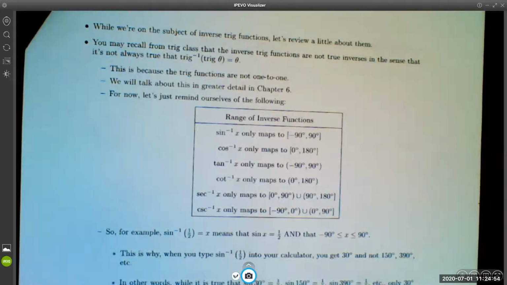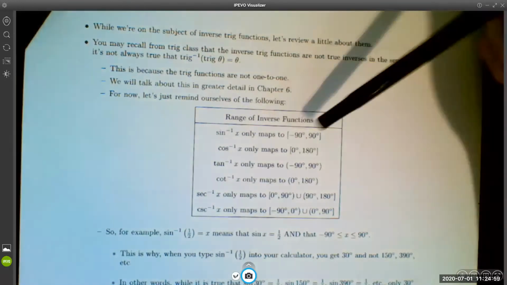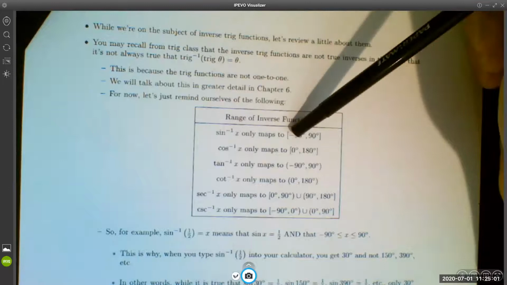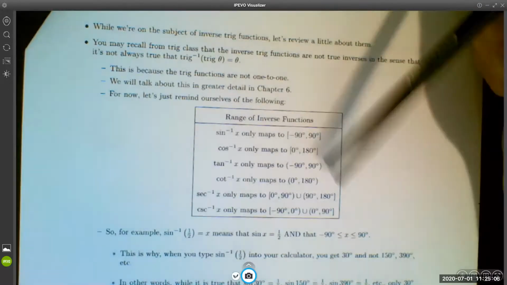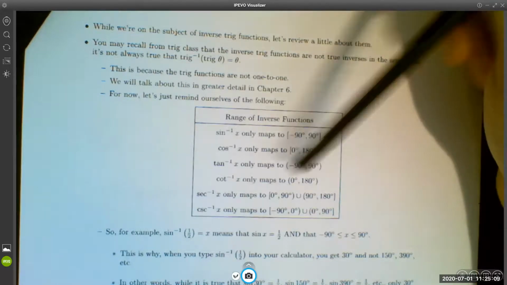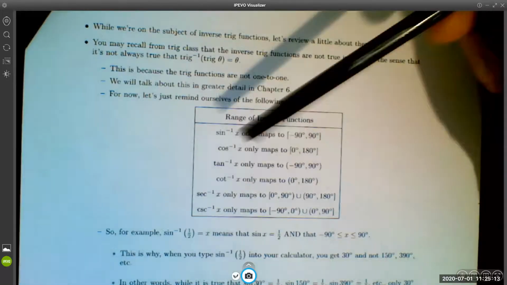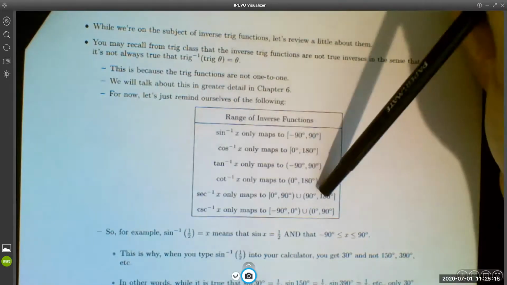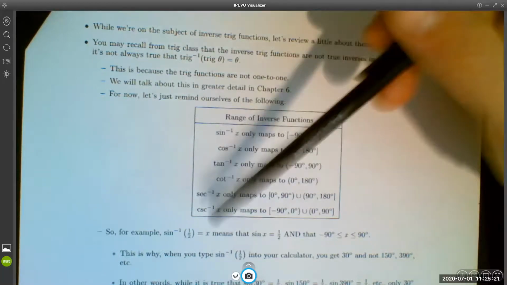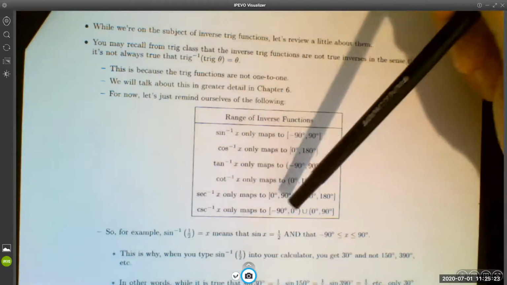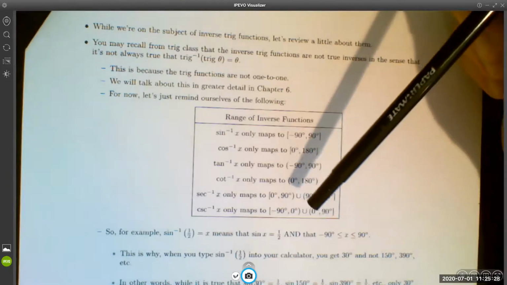So the range of the inverse trig functions is kind of tricky. For sine, it's negative 90 to 90. For cosine, it's 0 to 180. But they all kind of have that format. Tangent will map you somewhere between negative 90 and 90. Cotangent will map you somewhere between 0 and 180. Secant will map you somewhere between 0 and 180, except for 90 itself, because secant 90 is not defined. Cosecant will map you somewhere between negative 90 and 90, except for 0, because cosecant 0 is undefined.